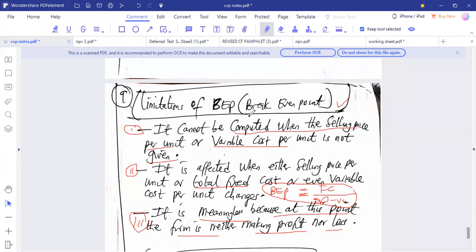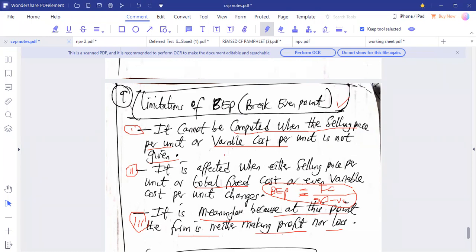But again, when they ask about the advantages, it is good because you'll be able to know how you can manipulate. Maybe you can increase your selling price so that you can start making profit, or produce more, or minimize your fixed costs. It will be good for planning because you know that you're not making any profit, so you can make adjustments on company operations so that you start generating profits.